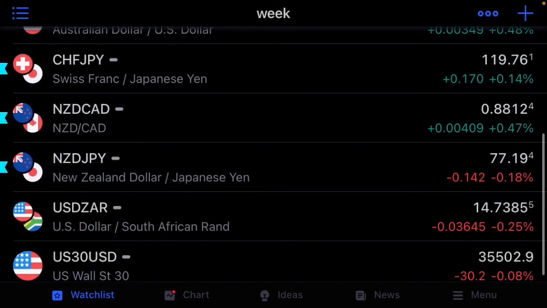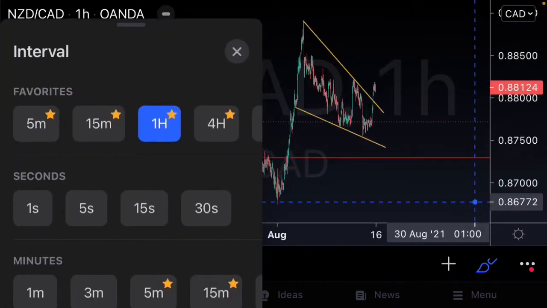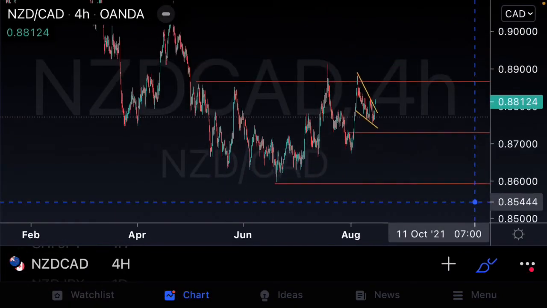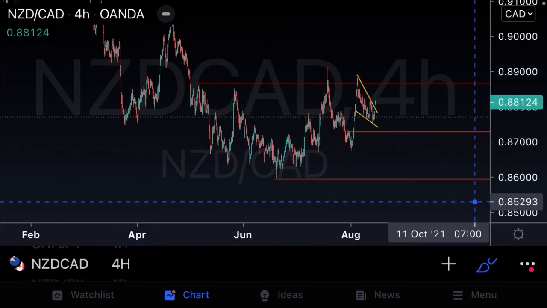We'll go on to the next pair, which is New Zealand dollar CAD, and we'll go on to the H4. On the H4, what we will see, guys, is we're not going to talk very much about the extreme price action, the extreme lows that we've been running into.